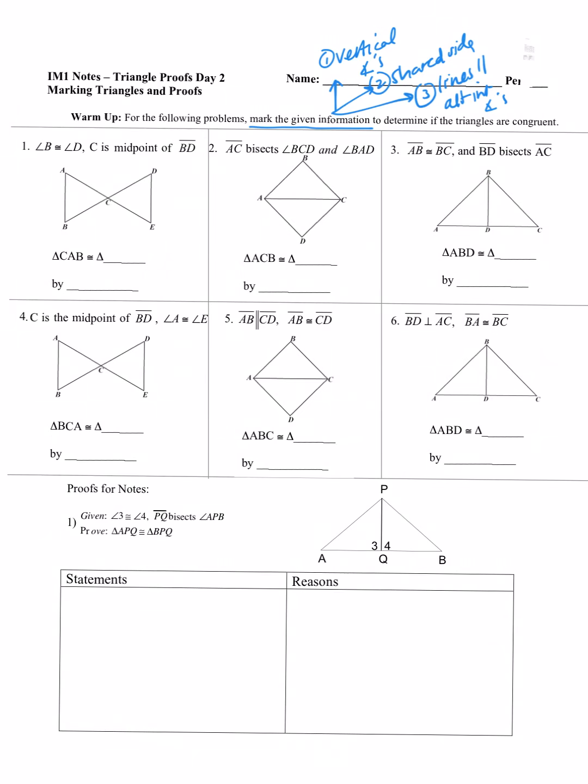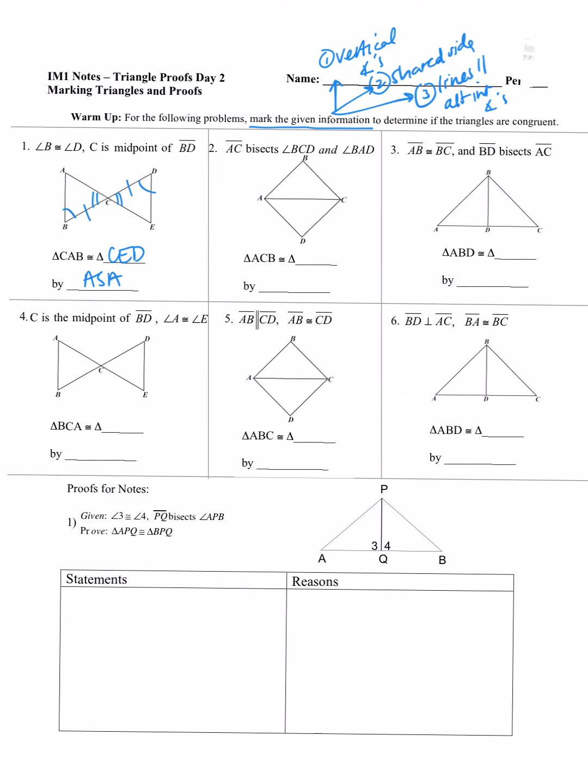Okay, so for number 1, angle B is congruent to angle D, and C is the midpoint of BD, so that tells me BC is congruent to DC. So triangle CAB is congruent to CED. I have to mark the vertical angles that I have there. So these 2 triangles are congruent by angle side angle.